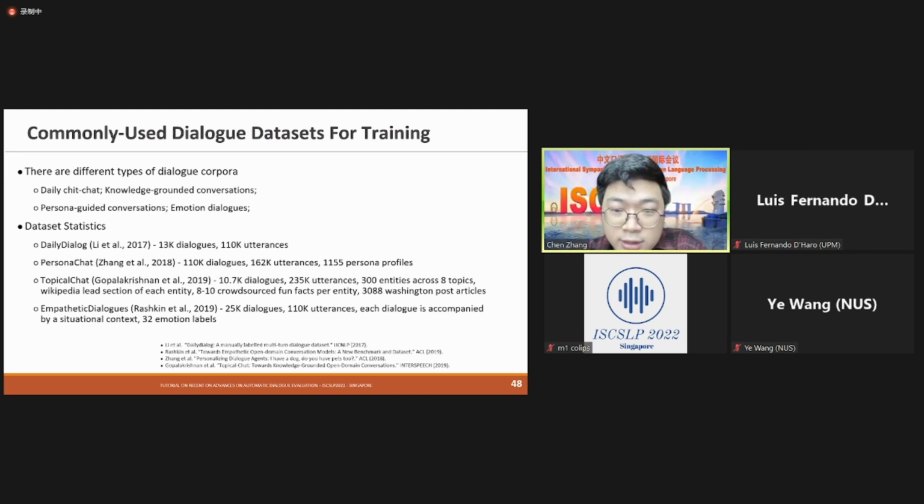The third domain is the persona-guided conversation. Each speaker in the conversation has a personal profile associated with them. The personal profile is a set of utterances that describe the hobbies and personality of the speaker. So they try to engage in a conversation, introduce themselves and discover some mutual interests. The last domain is emotional dialogues, where the dialogue discusses some emotional context. One speaker conveys the emotions they have experienced, and the other speaker acts as an empathetic listener. So these are the four domains of the commonly used dialogue corpora.